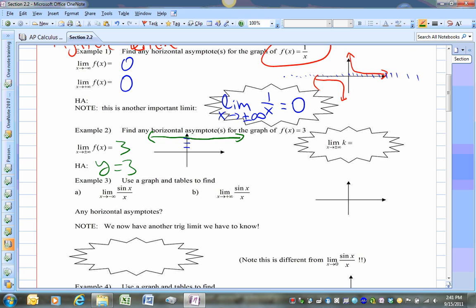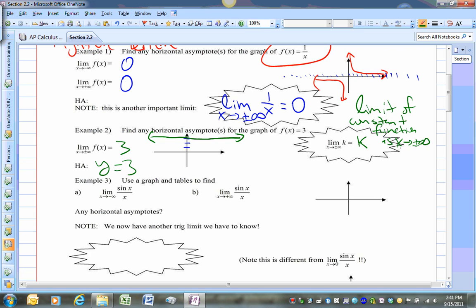So if you take the limit of a constant function as x approaches plus or minus infinity, it'll always be k.